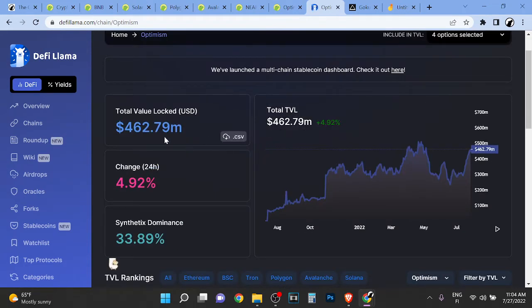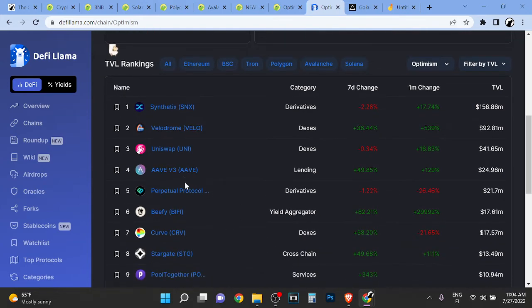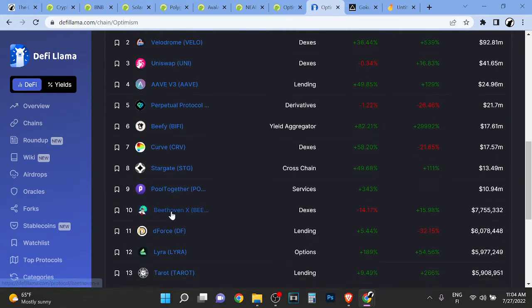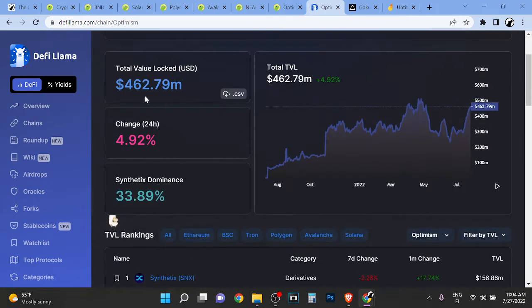Okay, so the total value locked is 462 million right now. People who want to use Ethereum but don't want to pay high fees and want faster transactions use Optimism layer 2 scaling solutions. The most used is Synthetix right now, then we have Velodrome, which is a DEX, then Uniswap and Aave, and Perp, Beefy and Curve. So you can see here people are using it a lot. I like that there's 462 million total value locked.